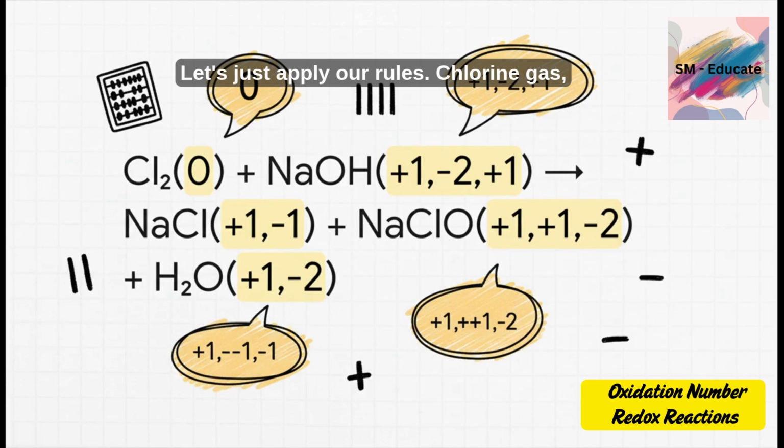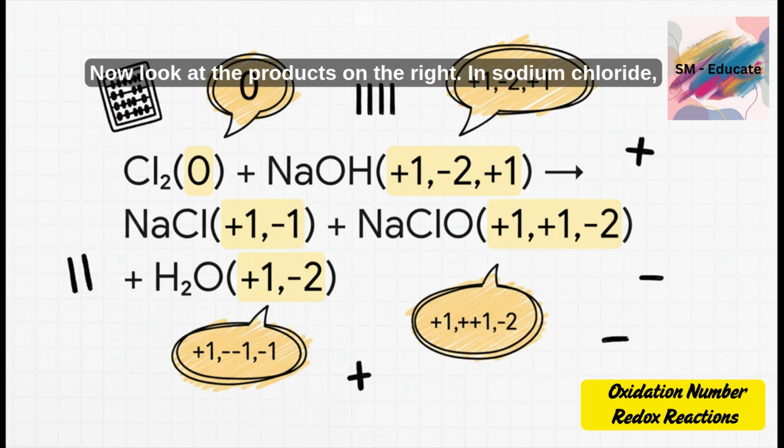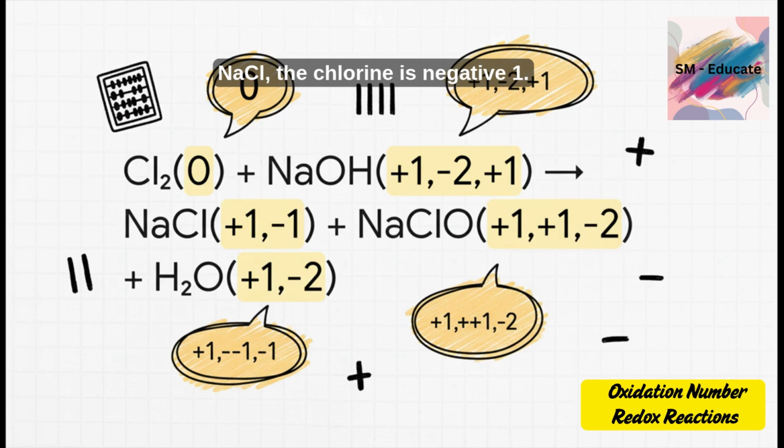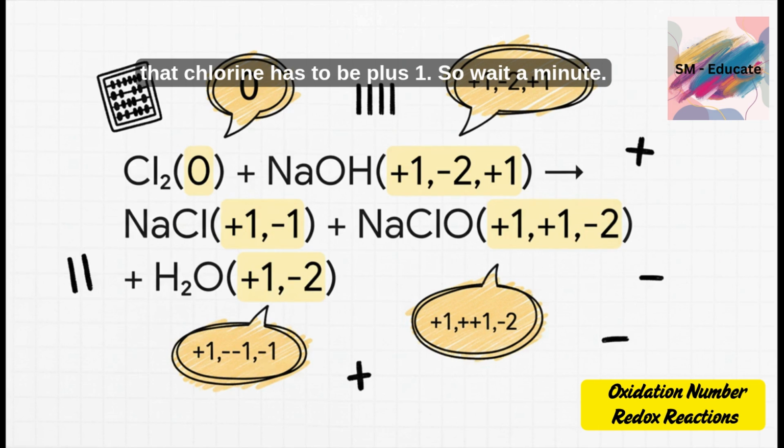Let's just apply our rules. Chlorine gas, Cl2, is an element, so it starts at 0. Now look at the products on the right. In sodium chloride, NaCl, the chlorine is -1. But look at the next one, NaClO. We know sodium is +1 and oxygen is -2. For that whole thing to be neutral, that chlorine has to be +1. So wait a minute, chlorine went from 0 to both -1 and +1 in the same reaction.